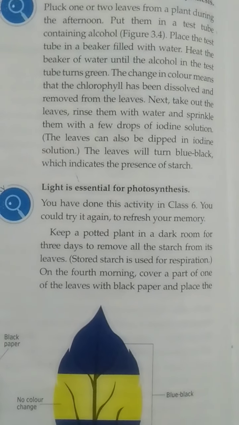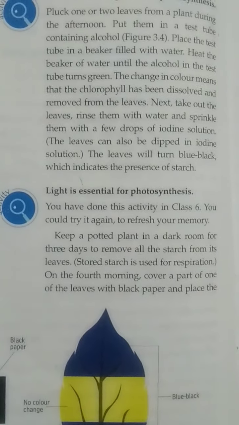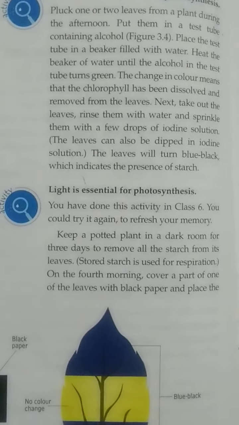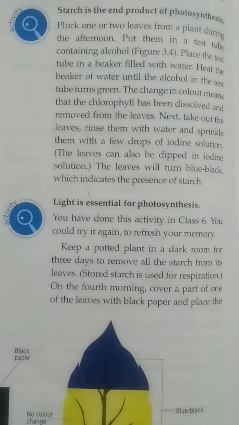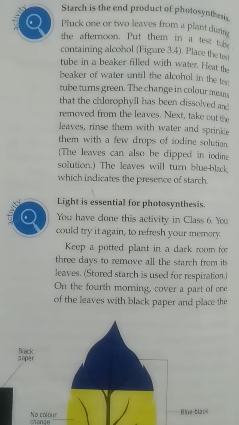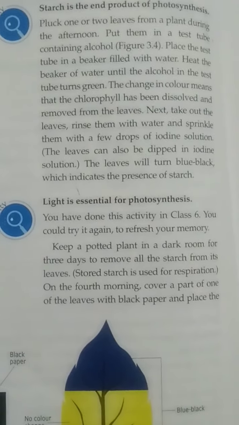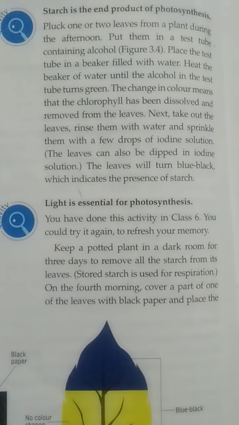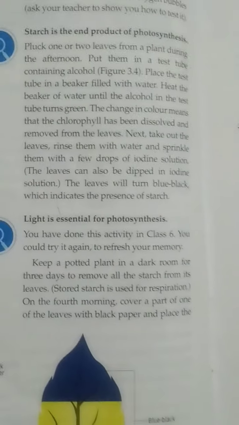So on the fourth morning, we have to cover a part of the leaves with black paper, and place this plant in bright sunlight. We fix the black paper to the leaf with the help of paper clips, and we cover the leaf with black paper on both sides. Then we keep the plant in the sun till afternoon.